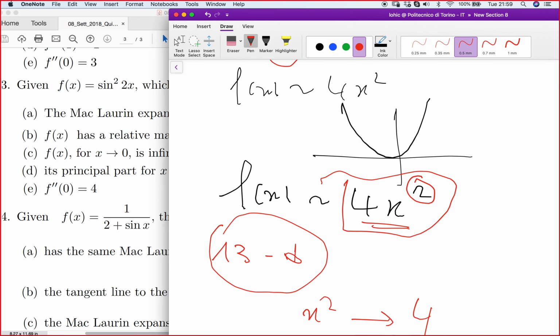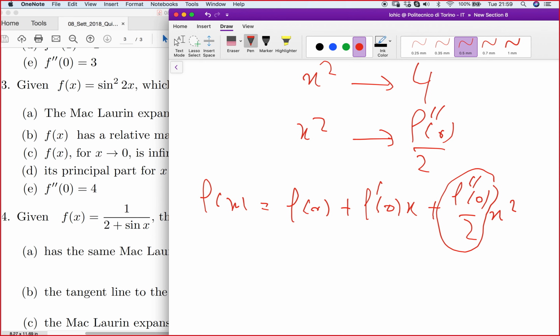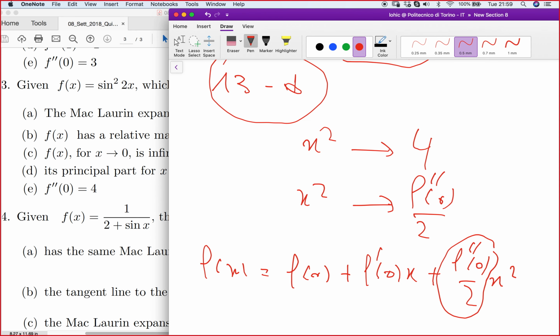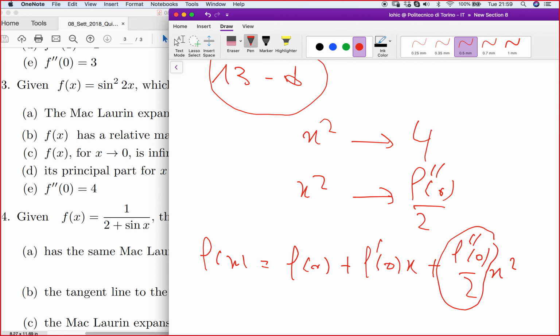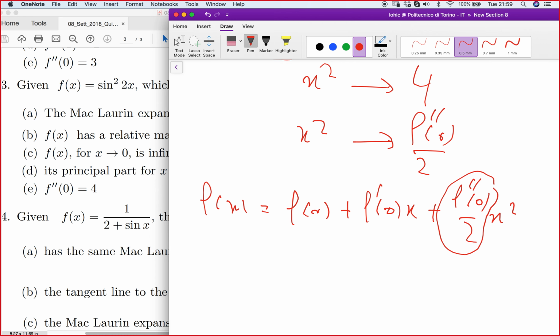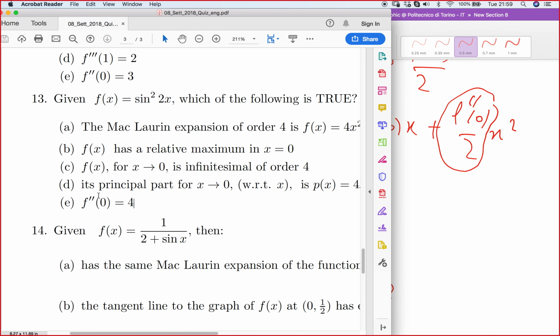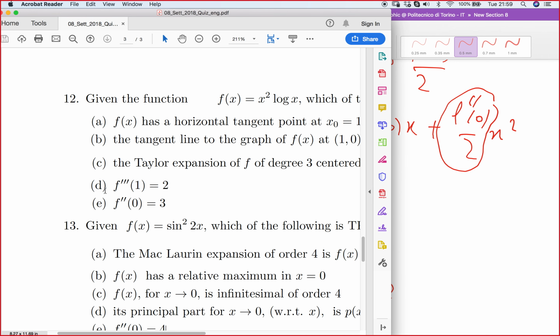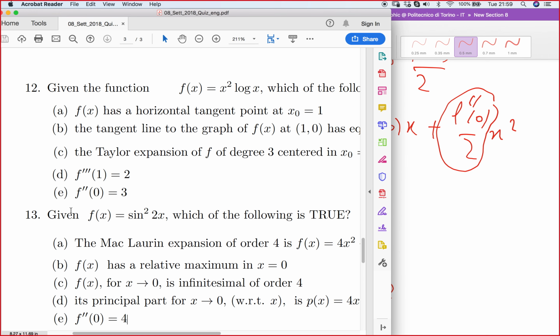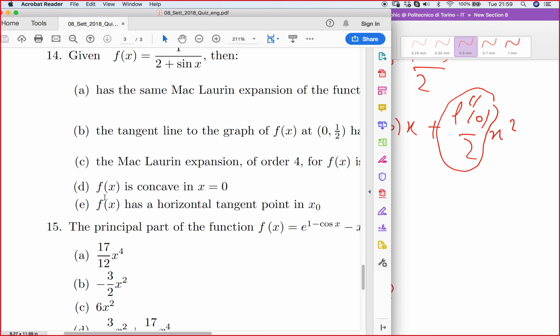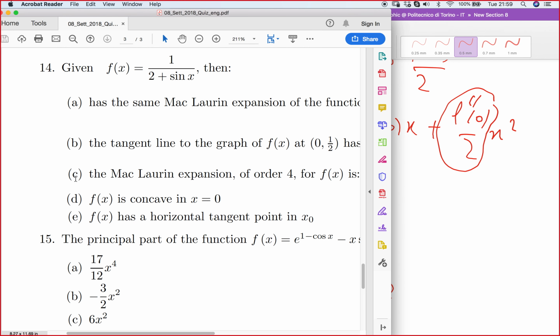What we got is 4x squared. So in our expansion x squared goes with 4, but x squared is expected to go with the second derivative at 0 divided by 2. So we got that the second derivative at 0 divided by 2 is equal to 4, right? And so the second derivative at 0 is equal to 8. Doubts? Okay, this concludes quiz number 12 and 13, and we will continue with the solution of quizzes 14 and 15 in another recording.